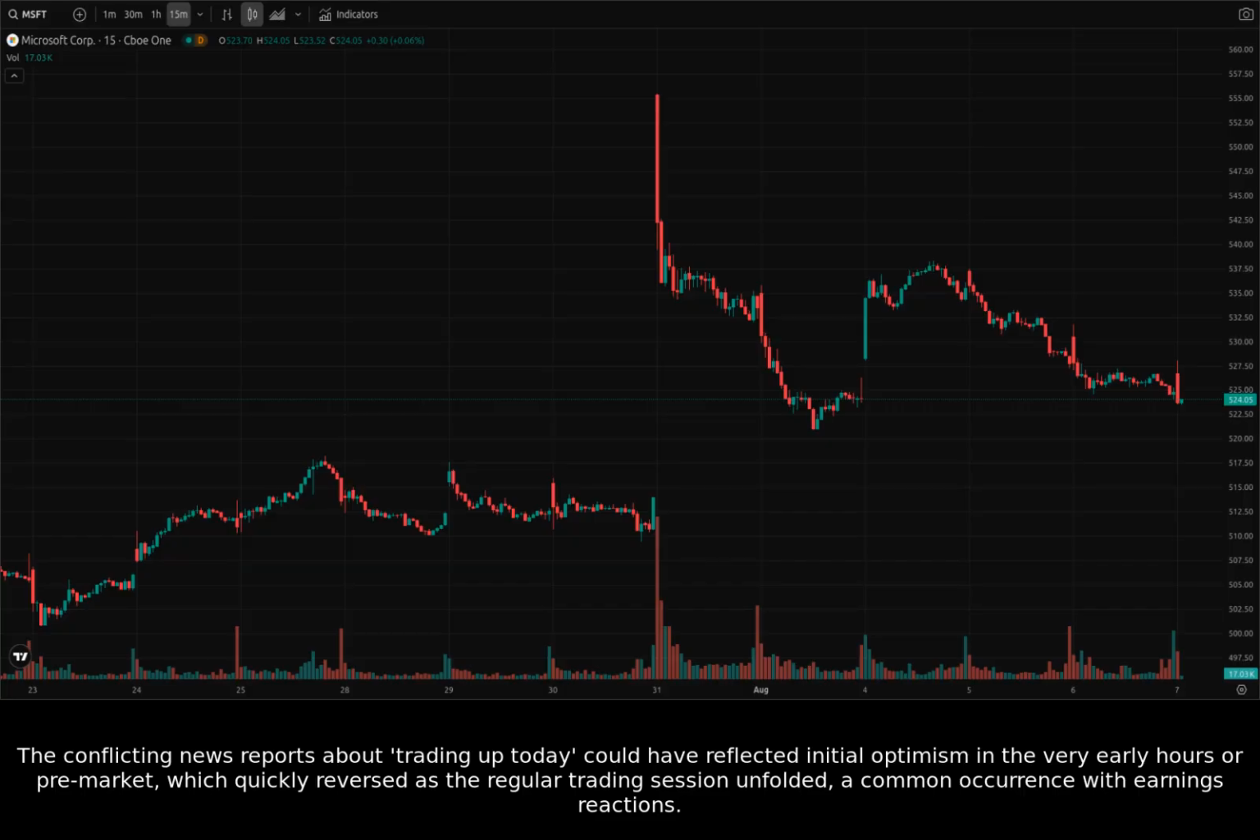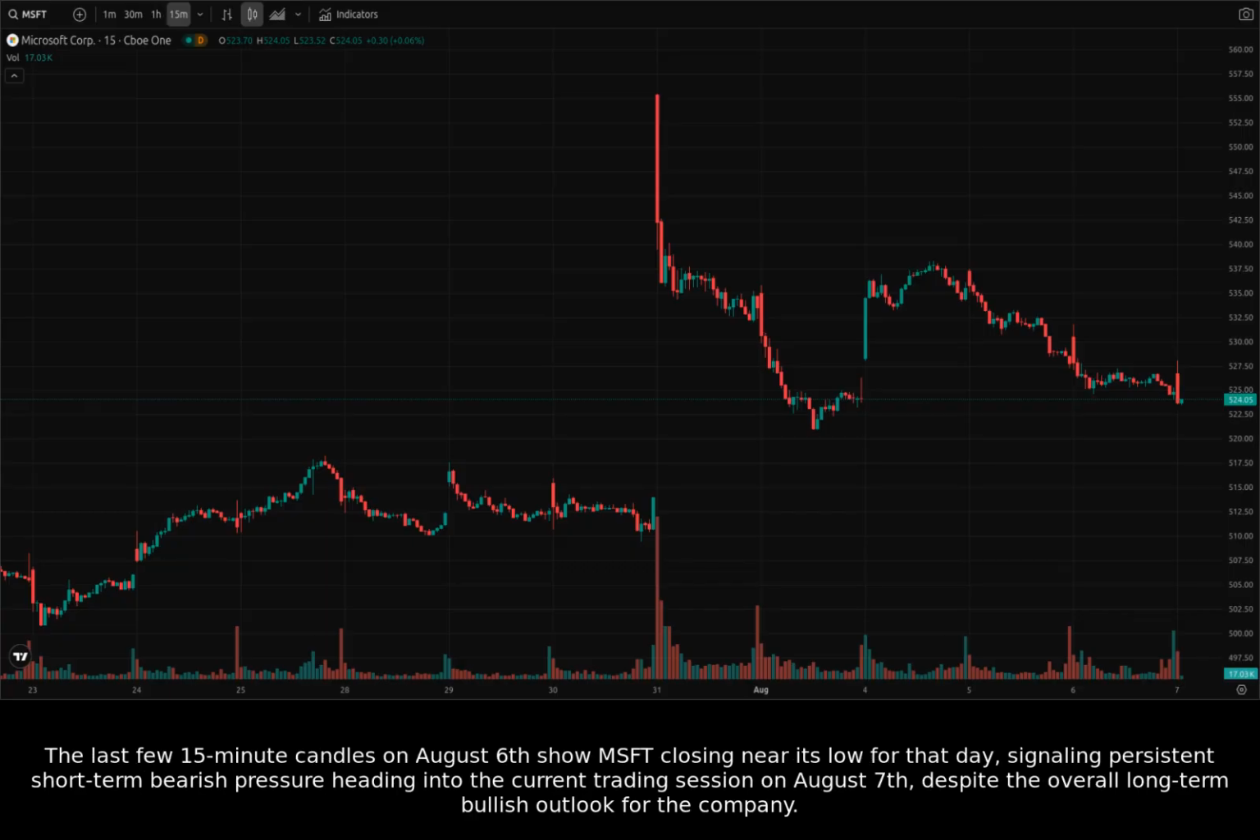The conflicting news reports about trading up today could have reflected initial optimism in the very early hours or pre-market, which quickly reversed as the regular trading session unfolded, a common occurrence with earnings reactions. The last few 15-minute candles on August 6th show Microsoft closing near its low for that day, signaling persistent short-term bearish pressure heading into the current trading session on August 7th, despite the overall long-term bullish outlook for the company.